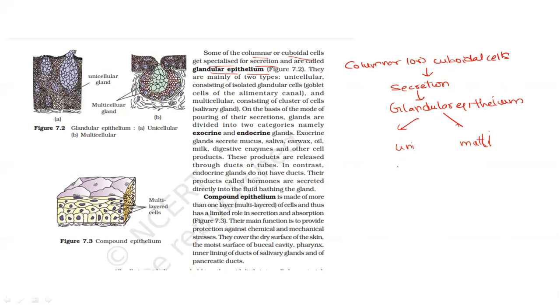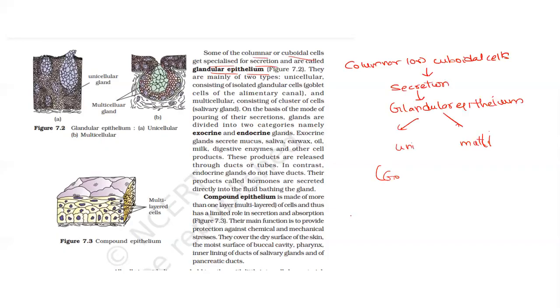Examples of unicellular glandular epithelium cells are goblet cells in the alimentary canal. Okay, goblet cells in the alimentary canal. Multicellular can be seen in salivary glands. Okay, so now let us have a review till here.